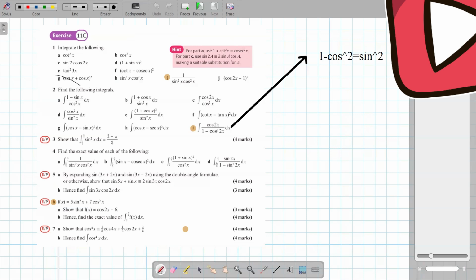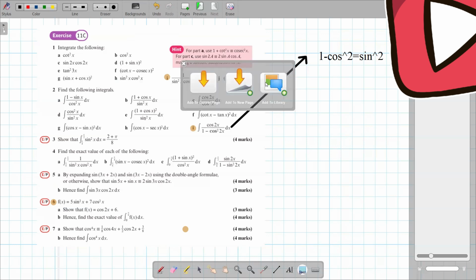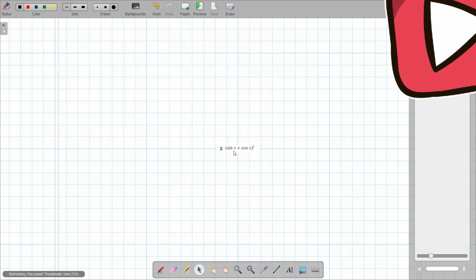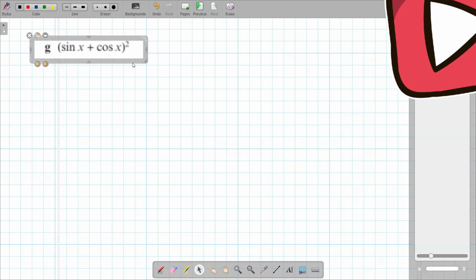Can you solve this one? G, maybe. Probably. Let's see. I want to see you solving this question. Let's see. Sin x plus cos x whole squared.